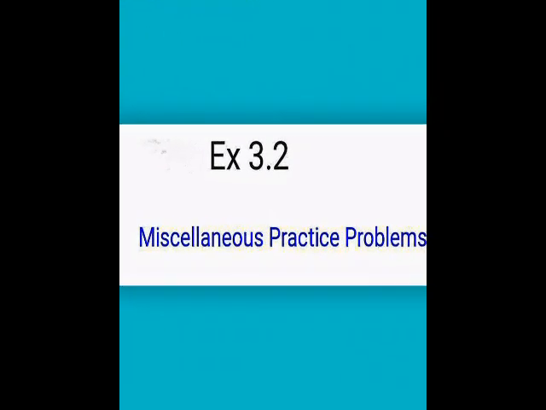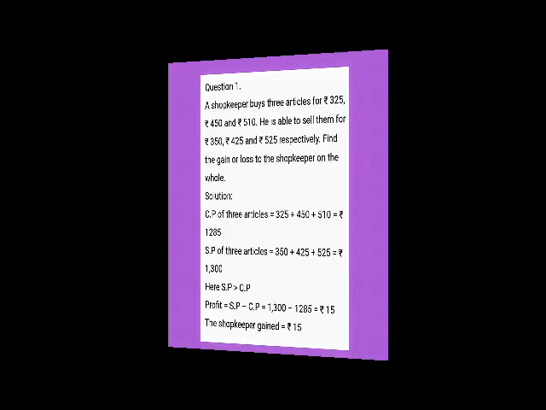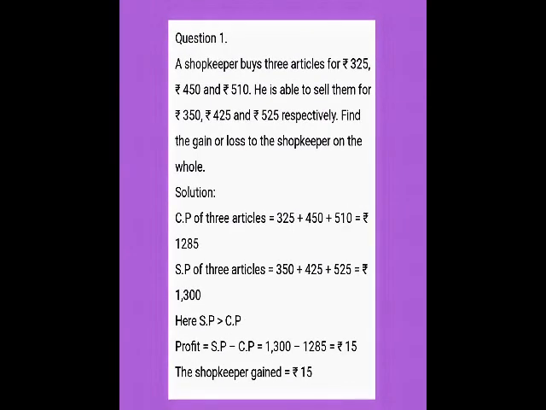Exercise 3.2. Miscellaneous practice problems. Question number 1. A shopkeeper buys 3 articles for rupees 325, 450 and 510. He is able to sell them for rupees 350, 425 and 525 respectively. Find the gain or loss to the shopkeeper on the whole. They are giving 3 different articles he is buying and he is selling them at the same amount. So we want to find the profit or loss. First we will find the cost price of the 3 articles and the selling price of the 3 articles. Then we will use the formula to find the profit or loss.